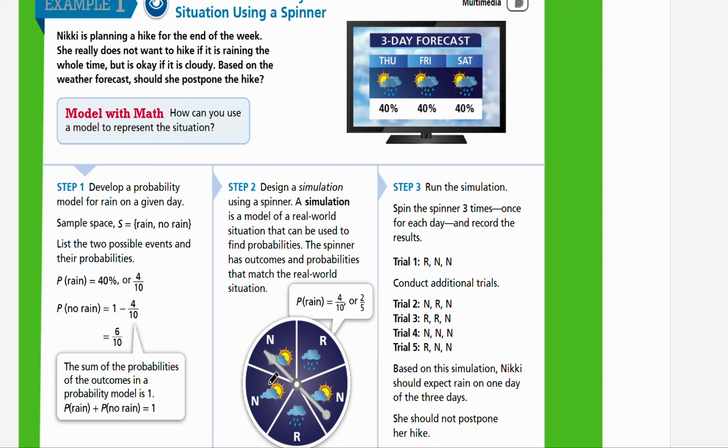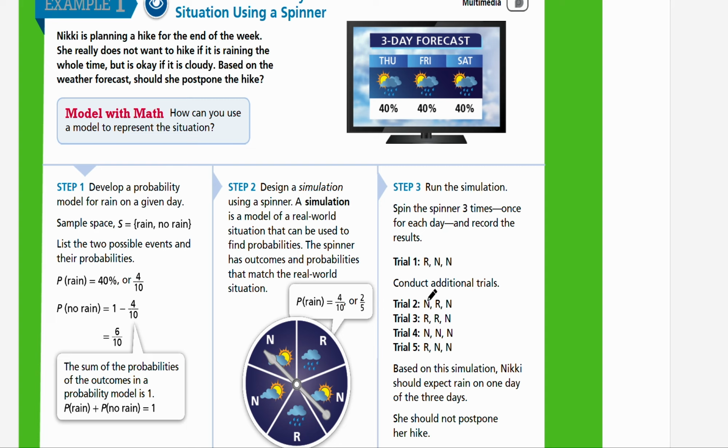So this is a simulation just to represent our situation and our probability. It's a model of a real world situation that can be used to find probabilities. The spinner has outcomes and probabilities that match the real world situation with the exact percentage. And so if you run the simulation, we can spin the spinner 3 times, one for each day, Thursday, Friday, Saturday, right? We could record the results. So first trial, we got a rain and no rain and no rain. So we have one day that's raining and all the other days are not raining.